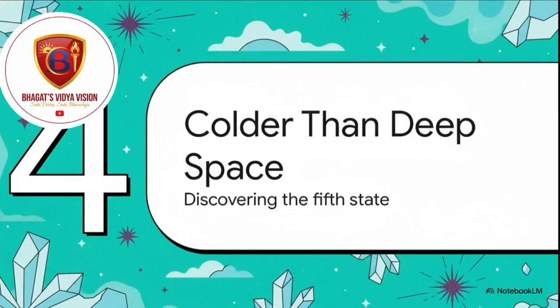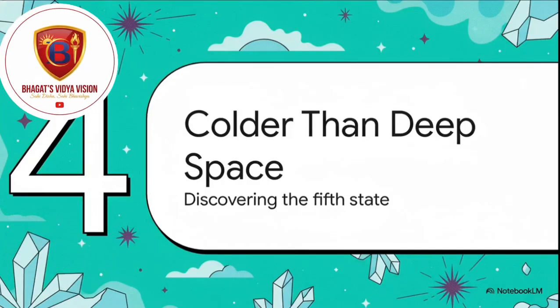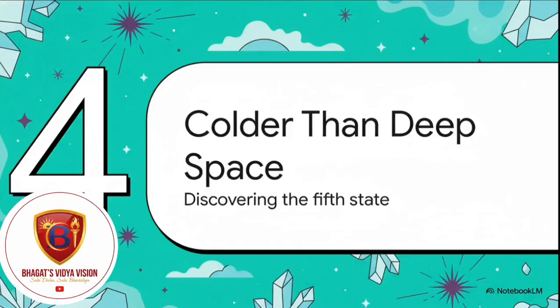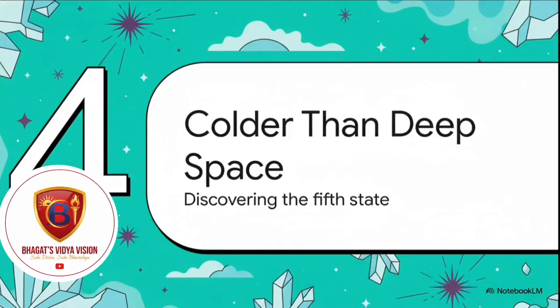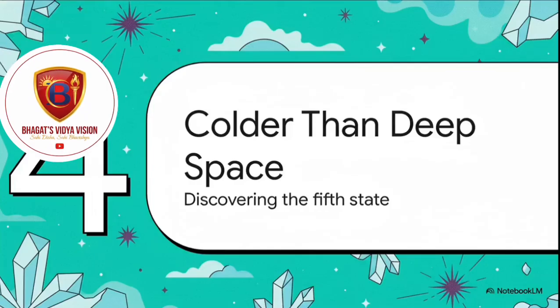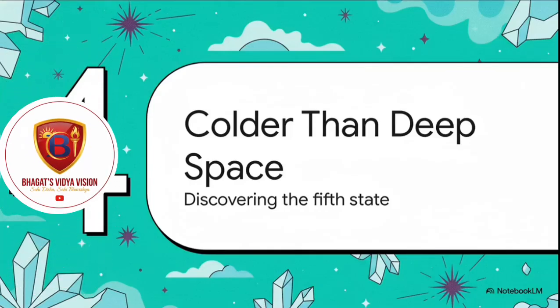Okay, so we just went to the blistering heat of stars to find plasma. To find our 5th and final state, we have to go in the complete opposite direction. We're talking about the coldest temperatures physically possible in the universe. We're talking about getting just a tiny, tiny fraction of a degree above absolute zero. That's the point where all motion is supposed to stop.